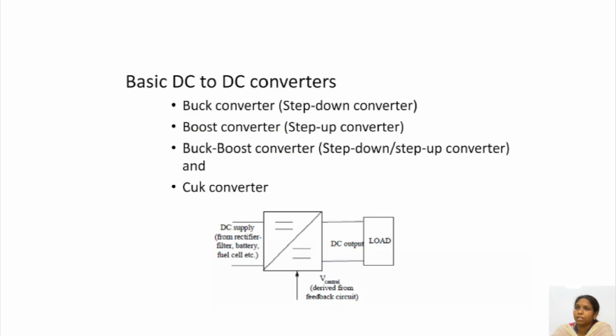Basic DC to DC converters are of different types. The first one, buck converter, which is called a step down converter. The other one, boost converter, which is called a step up converter, and the other one, step down or step up converter, which is called a buck boost converter, and the last one is the Cuk converter. This block diagram shows that the DC supply is taken either from the rectifier or filter, or it can be a battery, fuel cell, etc., which is given to a chopper, which gives you a regulated DC output and then is given to a load.